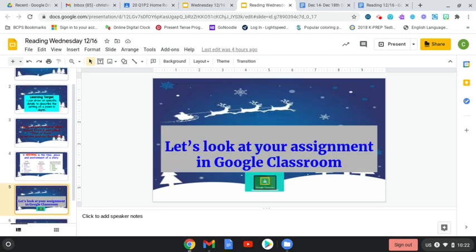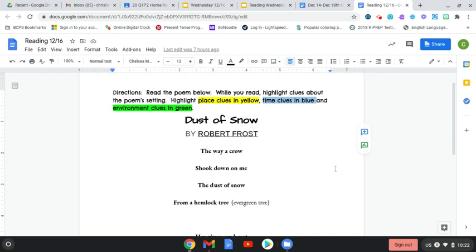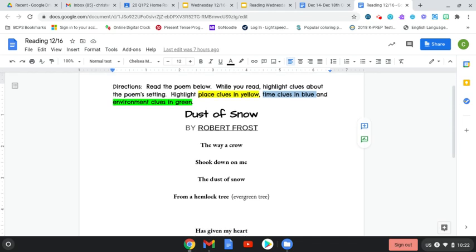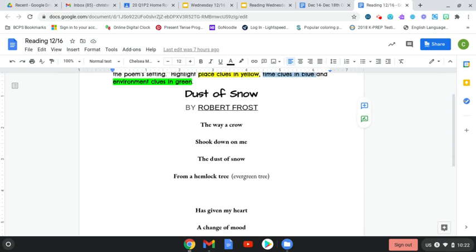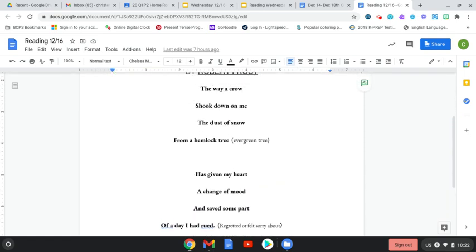So we're going to look at your assignment in Google Classroom, and I already have it pulled up for us, so we're going to take a look at it. And we're going to be practicing some of those close reading strategies that we've been working on. So read the poem, and while you're reading, you're going to highlight place clues in yellow, time clues in blue, and environment clues in green. So I'm going to start off. Like I said, it's very short.